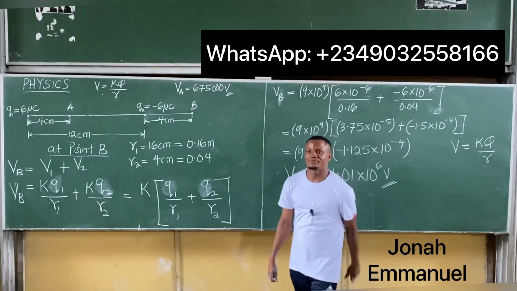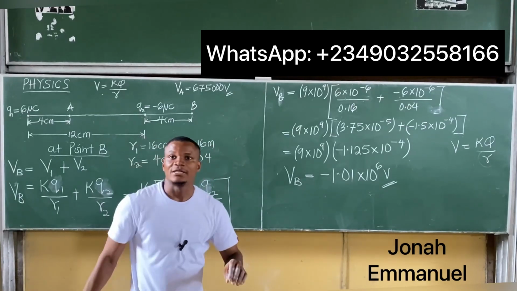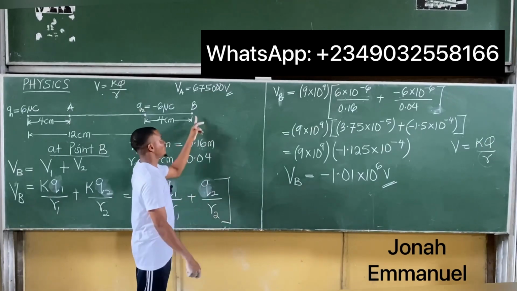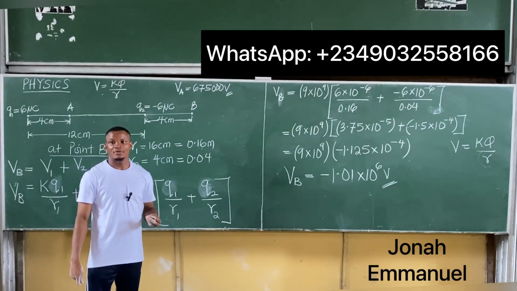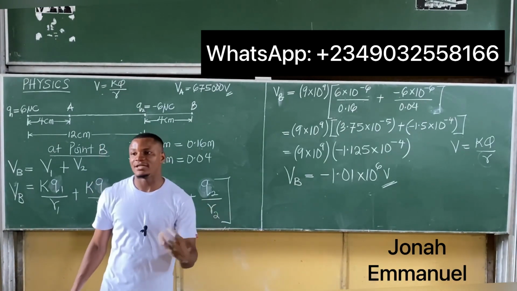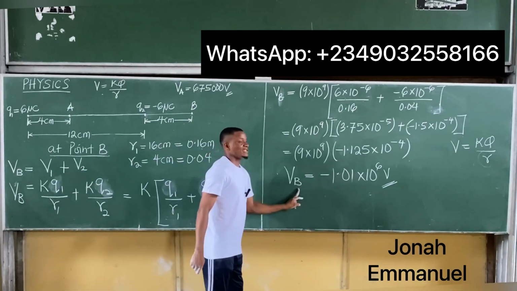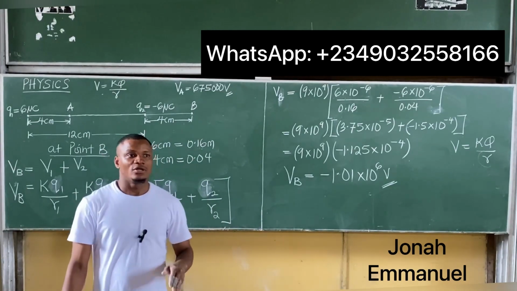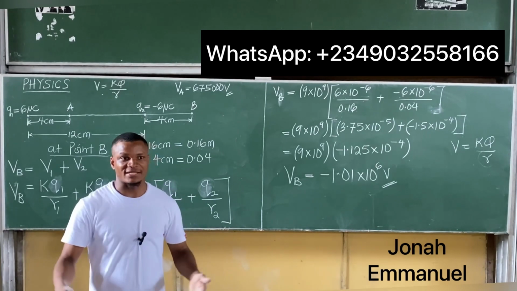So take down. At point B, the electric potential reduces due to an increase in distance. At point B, you can see here, the electric potential reduces due to an increase in what? Distance. Full stop.